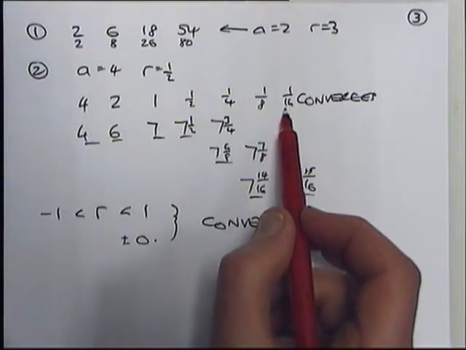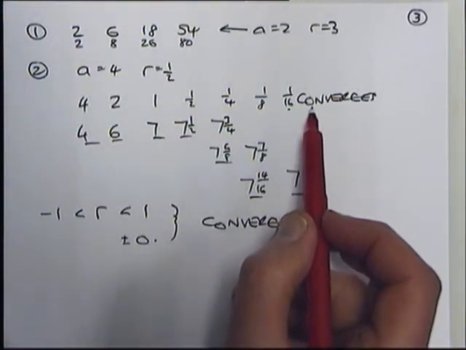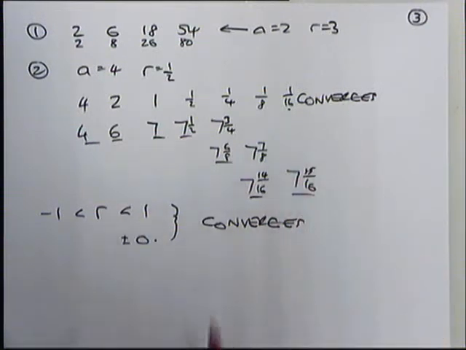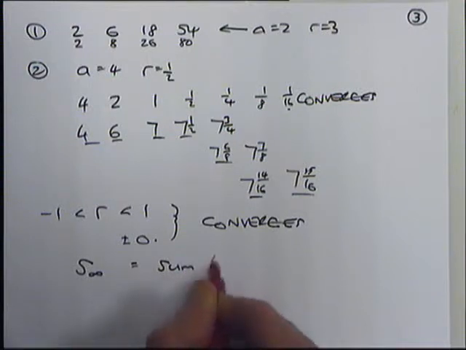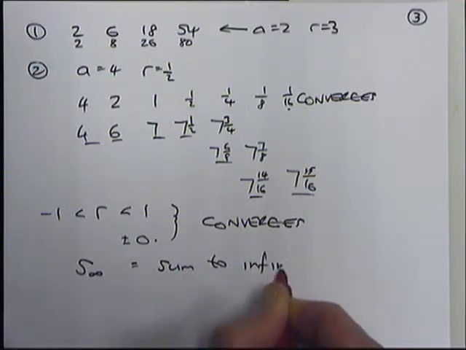Because each term is getting smaller and smaller and smaller. The next one will be 1/32 and 1/64. We can actually add these series up forever. And we get the sum to infinity. So the symbol down here is infinity. So that means the sum to infinity.